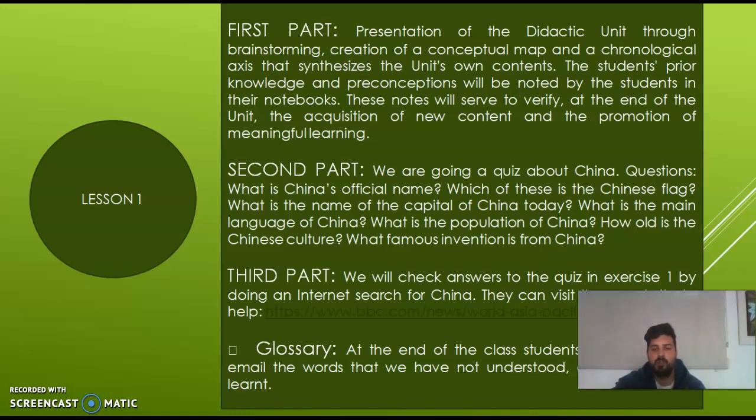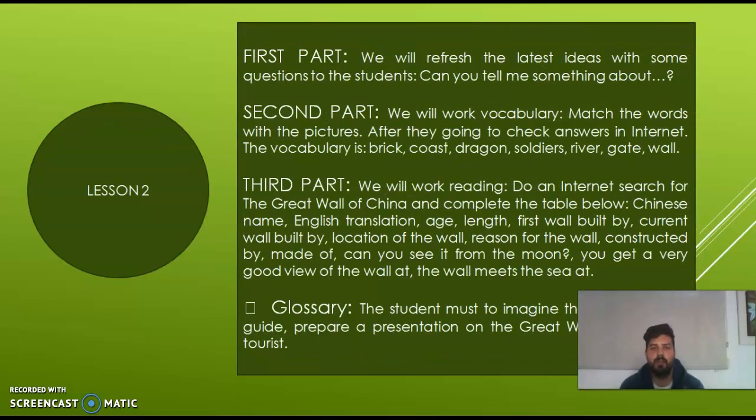Okay, now let's continue with lesson 2. In this lesson, the most important thing is the practice. This part will also be divided into 3 parts. In the first part, we will refresh the latest ideas with some questions to the students. Can you tell me something about the wall? Or can you tell me something about the Chinese people?